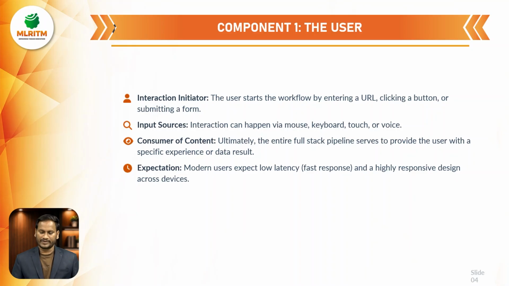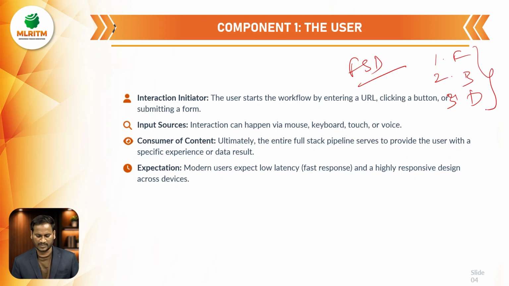So what are the components of full stack development? There are three components, initially. One is front end, second one is back end, third one is MongoDB, a database. So these are the three components of full stack development. But here we have to learn about the user. First component is the user. How we are interacting with the web is called a user.